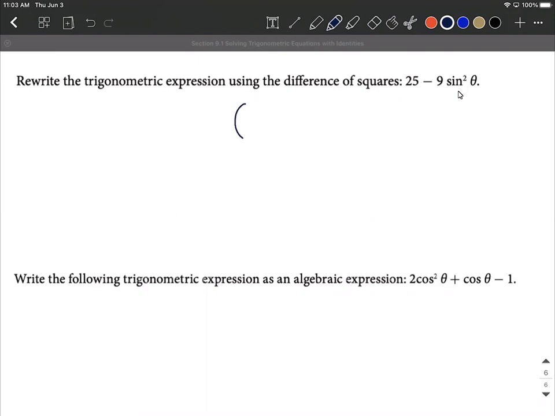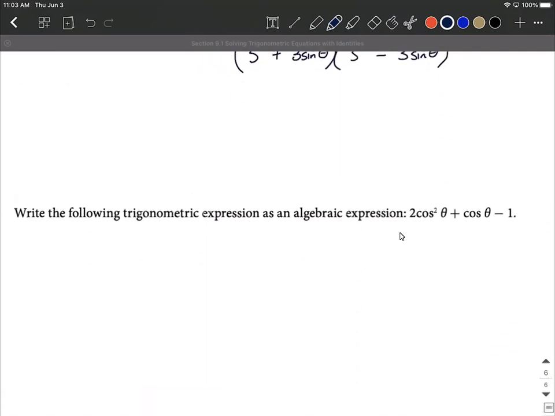So to factor this, we'll go 5 and 5 to make the 25. And then we need 3 sine of theta and 3 sine of theta to split up the 9 sine squared evenly. Then to finish this up, we just make sure one's positive and one's negative. And there we have it. We factored it. You could double check this by multiplying them back out, distributing, FOIL, if you like to call it that, to double check that we get back to the original, but we will.